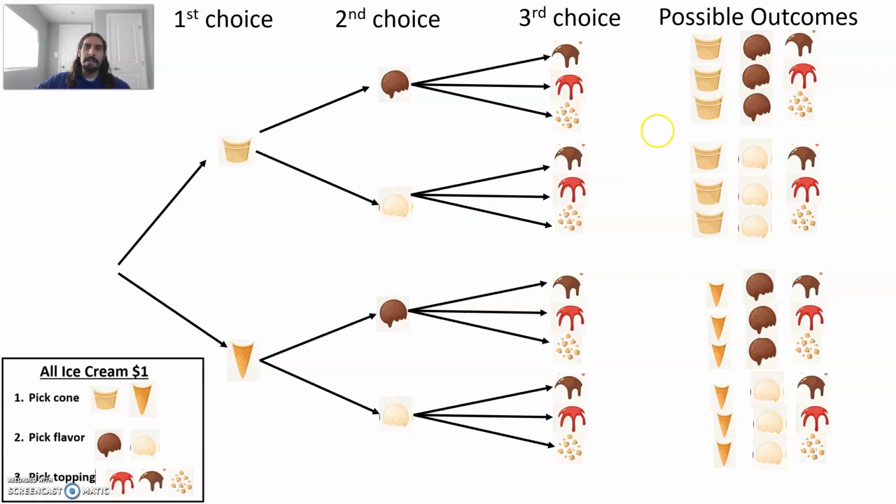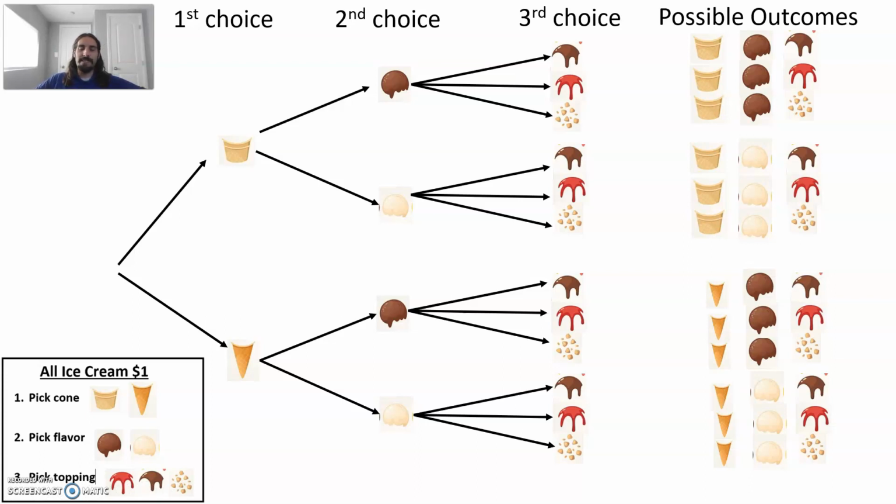And so what we can see right here is with these three choices, pick your cone, pick your flavor, pick your topping, we end up with a total of 12 possible outcomes. What you may take note of, our first choice had two choices, our second choice has two choices, and our third choice has three. And so you can think about it as being 2 times 2 times 3 gives you your 12 possible outcomes.